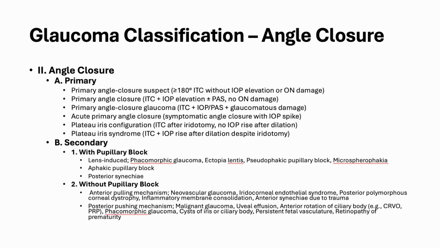Acute primary angle closure, a symptomatic IOP spike due to sudden closure, and plateau iris configuration or syndrome, where angle closure persists even after iridotomy. Secondary angle closures are divided into with pupillary block, such as phacomorphic glaucoma or synechiae-induced blockages, and without pupillary block, involving anterior pulling, such as neovascular membranes, or posterior pushing mechanisms, such as tumors, inflammation, or lens issues.